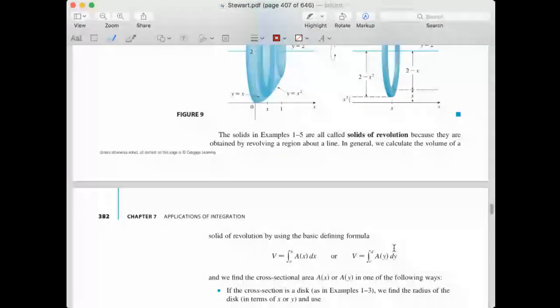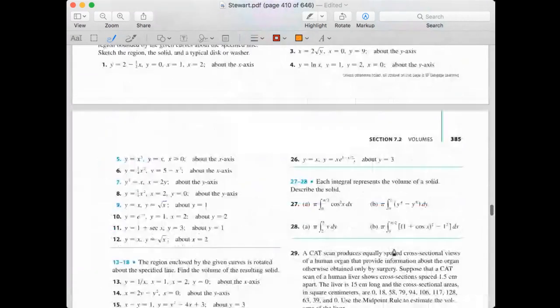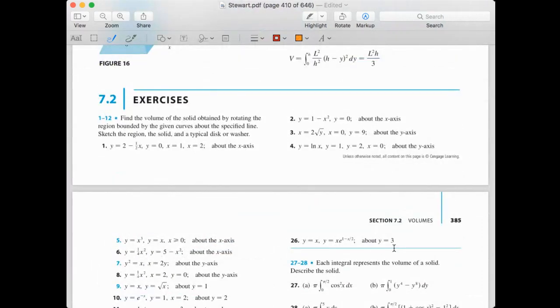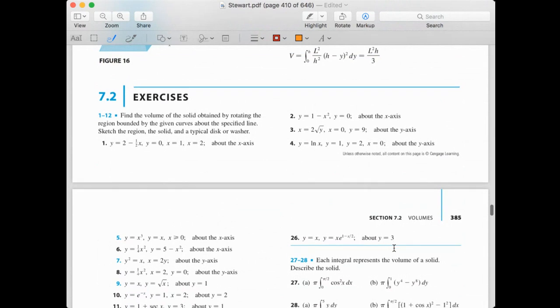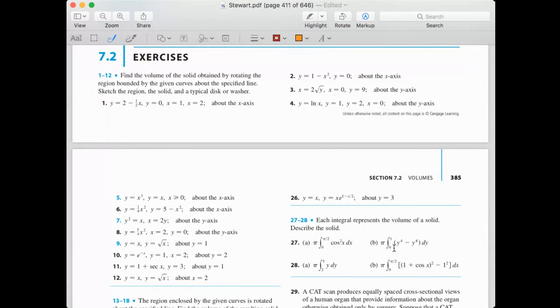Okay, it's time. I'm sorry. We're going to talk about this next time. But let me leave you something to practice. Let's just do about the x-axis and y-axis. About y equals 2 we'll talk about next time, because I was not able to cover it.